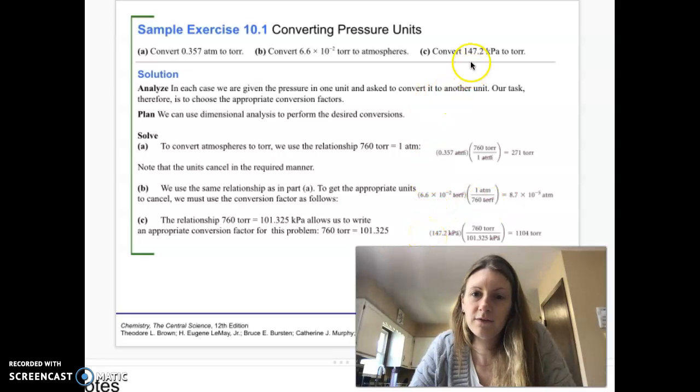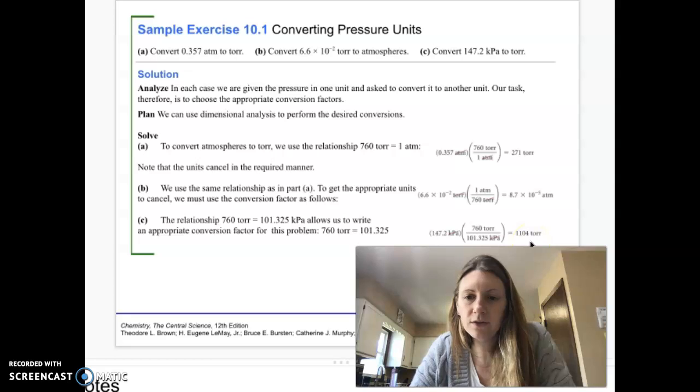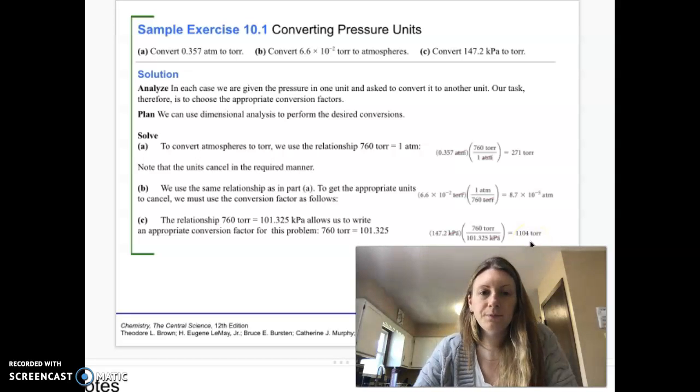Last one is convert 147.2 kilopascals to torr. For this one, we know that the relationship is 760 torrs equals 101.325 kilopascals. So you're going to put what you're given, the 147.2 kilopascals. Our 101.325 kilopascals goes on the bottom to cancel out. 760 torrs goes on top. So what you want to do is multiply first, then divide to get the 1,104 torrs.